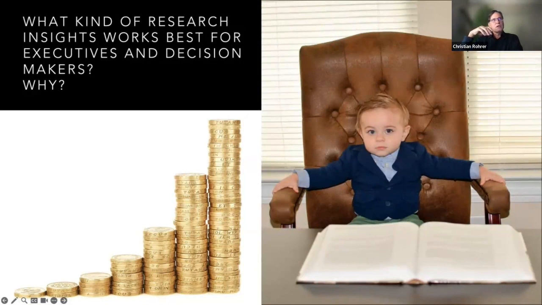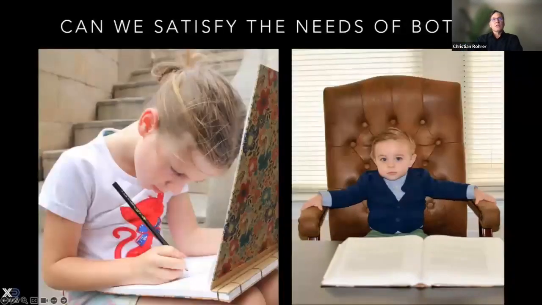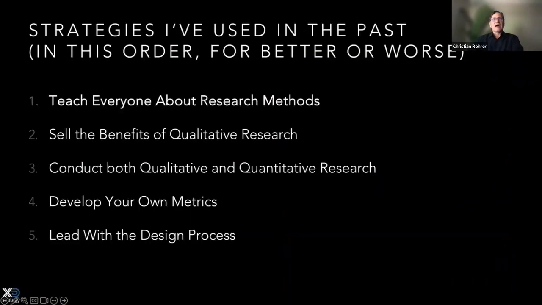And so as a result, we sometimes see that executives have a very different kind of mindset and need from designers when it comes to the insights that we deliver to them. So how do we satisfy the needs for both? I know we can draw on a lot of things, and I'm going to tell you a little bit about some strategies I've used to try to solve the problems and the needs of both stakeholders / executives and designers.